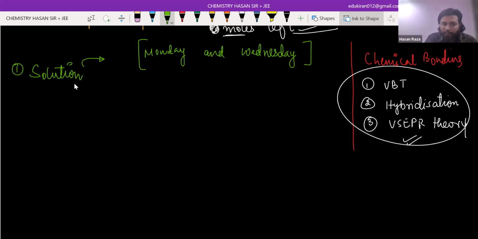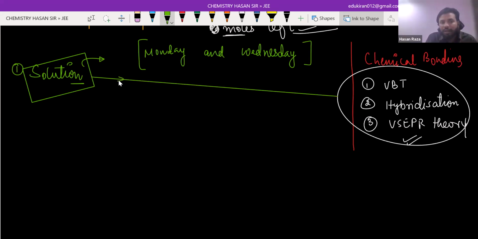Whenever we are going to start the solution chapter, I will announce it before that class. In that class, I will not give you all the chapters you need to study, but the topics that you need to cover. Like in the solution chapter, I will be giving you concentration terms along with Henry's law, that is your solubility part.